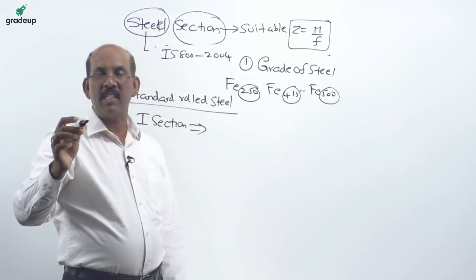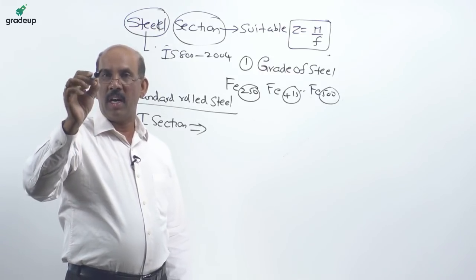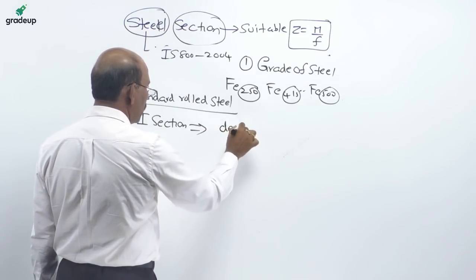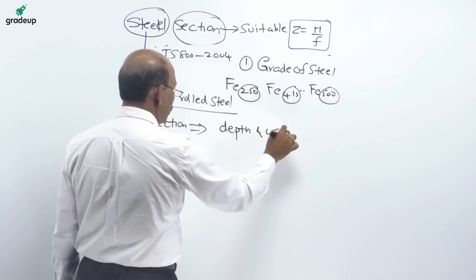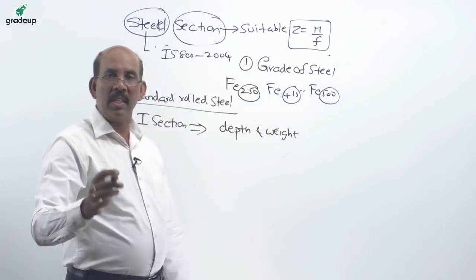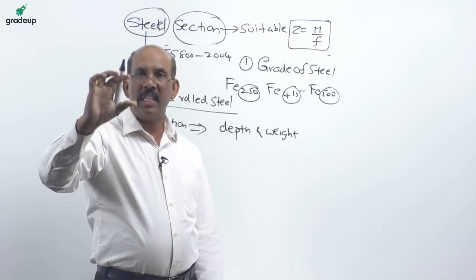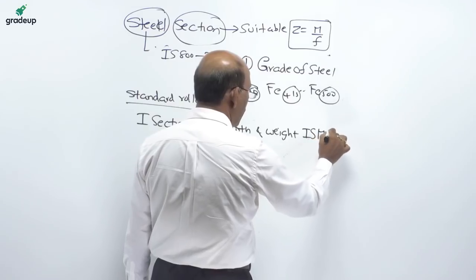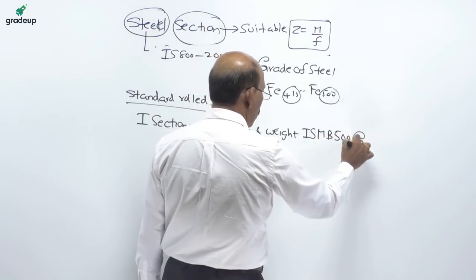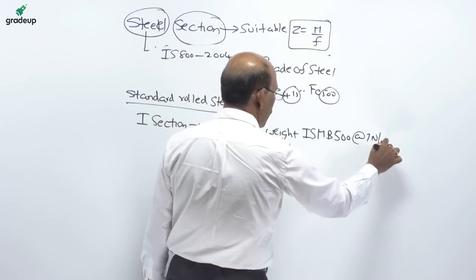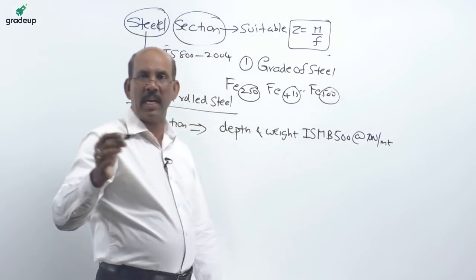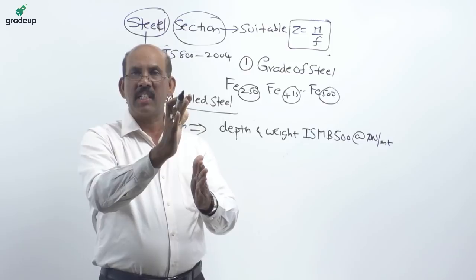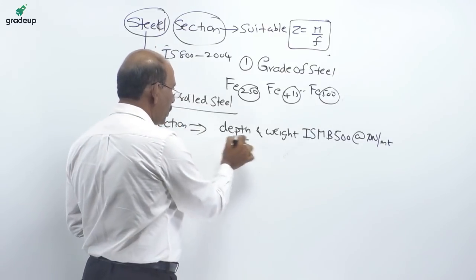The I section is designated based on the depth and weight. The weight is nothing but the self weight of the member, and the depth is the vertical dimension. For example, if the section is IS MB 500 at 70 Newton per meter, it clearly indicates that the designation of an I section is based on two things: one is depth, one is the weight.